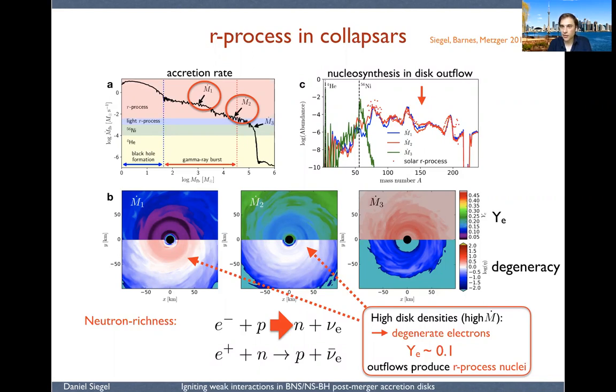So most of the matter will be accreted at much lower accretion rates, where some of the effects that you mentioned will likely not be important. So you would be in the regime of 10 to the minus one and lower accretion rates. And that's where we think most of the r-process material is being generated in these systems. And that's a fairly similar regime as what we would typically find in neutron star binary systems.